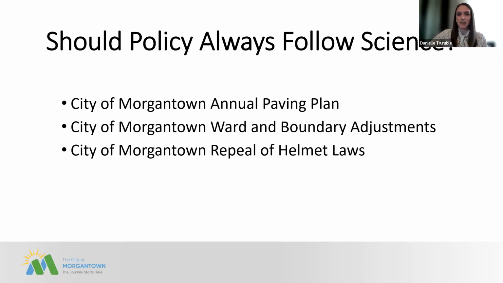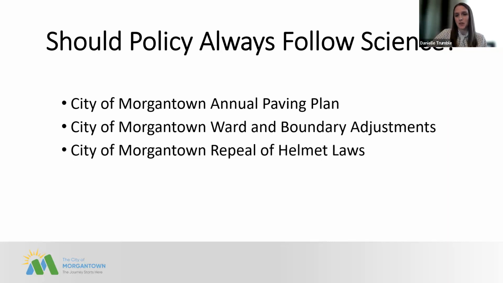But we hear a lot of feedback from people who live in the wards, who live in a neighborhood, who feel a very strong tie to their identity with that ward or that neighborhood, and they don't want their neighborhood split into multiple wards.